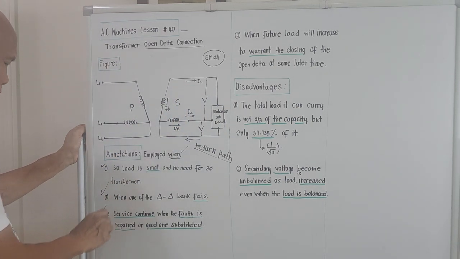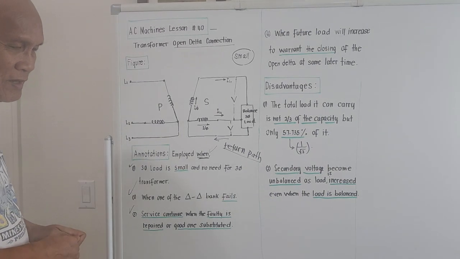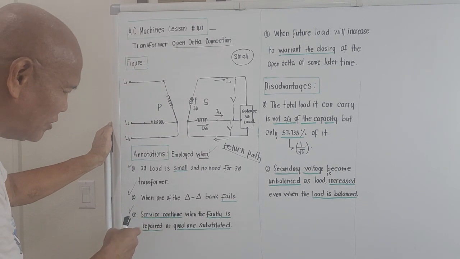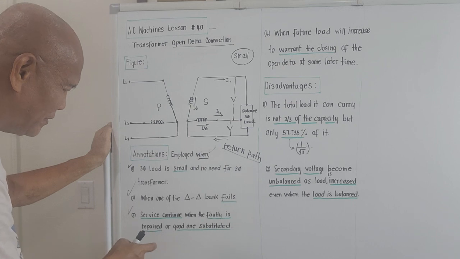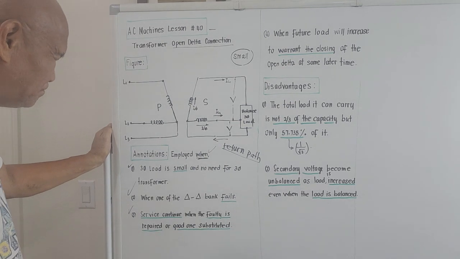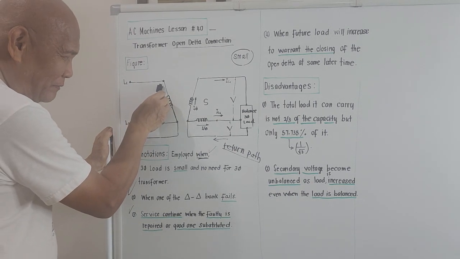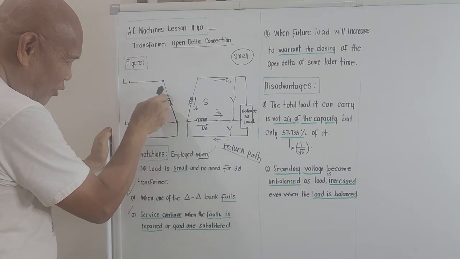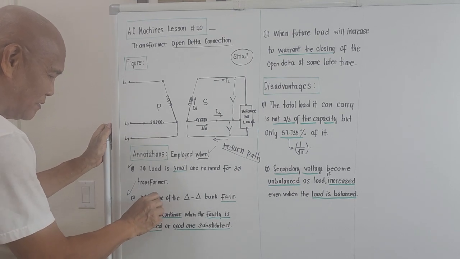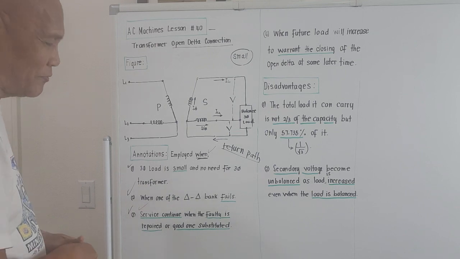Number 3, oh, this is just a storytelling. It is a so-called side order annotation, right? Service continues when the faulty one is repaired and a good one is substituted. Meaning to say, if the faulty one is repaired, or a good one is substituted, we can continue service, of course, right? It is just a side annotation. It's just an additional concept.